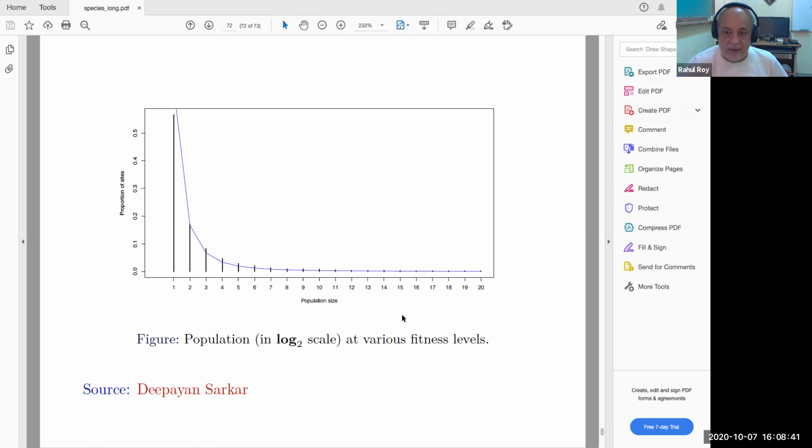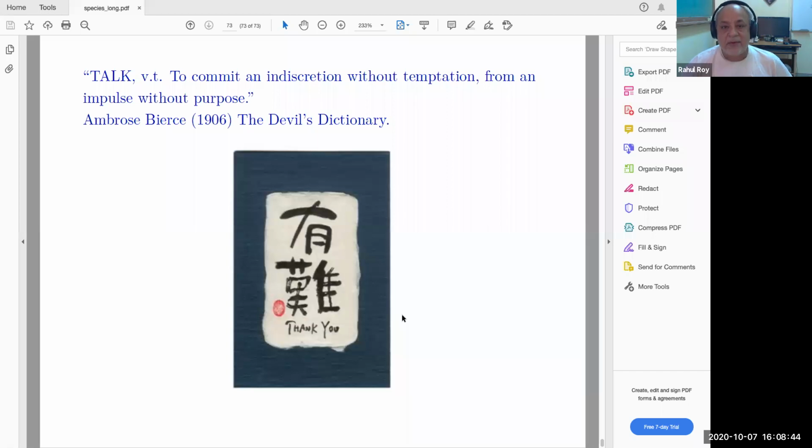And that's the end of my talk. Because I started with the Devil's Dictionary, let me just tell you what talk is. I started with Ambrose Bierce. He has a book called The Devil's Dictionary, where he gives funny meanings of standard words. He says, talk, which is a transitive verb, is to commit an indiscretion without temptation, from an impulse without purpose. So that's exactly what I did. And thank you, especially to my co-author, Hideki. Thanks.